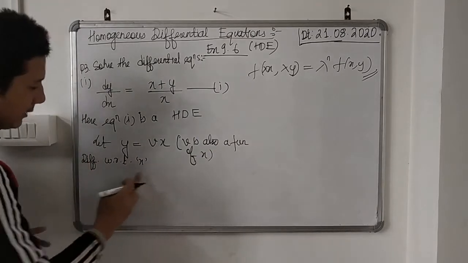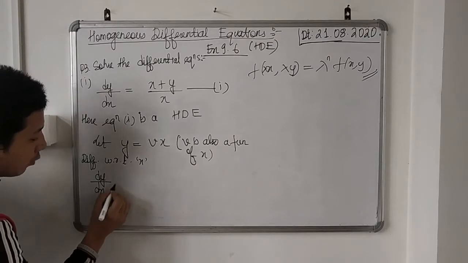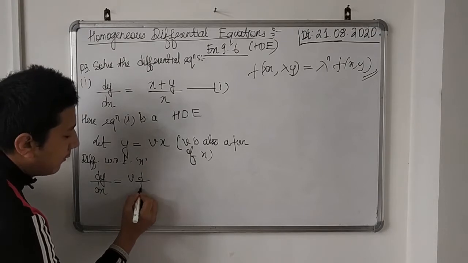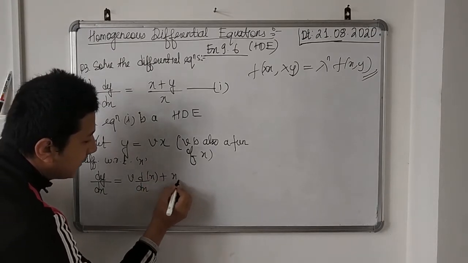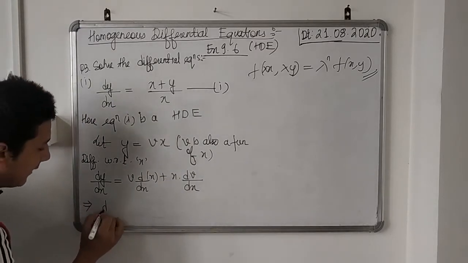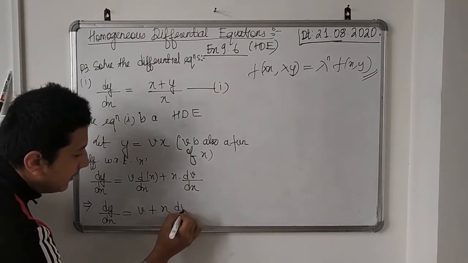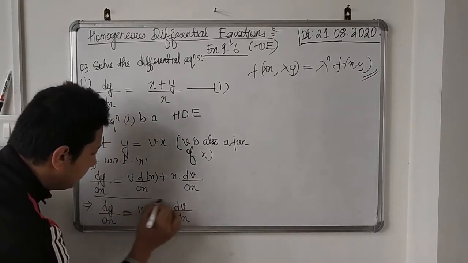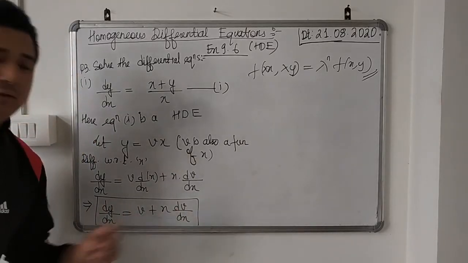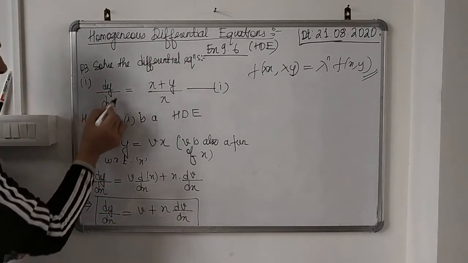Now step number 3 is to differentiate this. So dy by dx, as I told you, v is a function of x, so by the u into v rule, v d by dx of x plus x d by dx of v. So therefore you will be getting the value for dy by dx as v plus x dv by dx. So hence I got the value for dy by dx as v plus x dv by dx. Now what will I do? I'll put this value in equation number 1 on the left hand side.